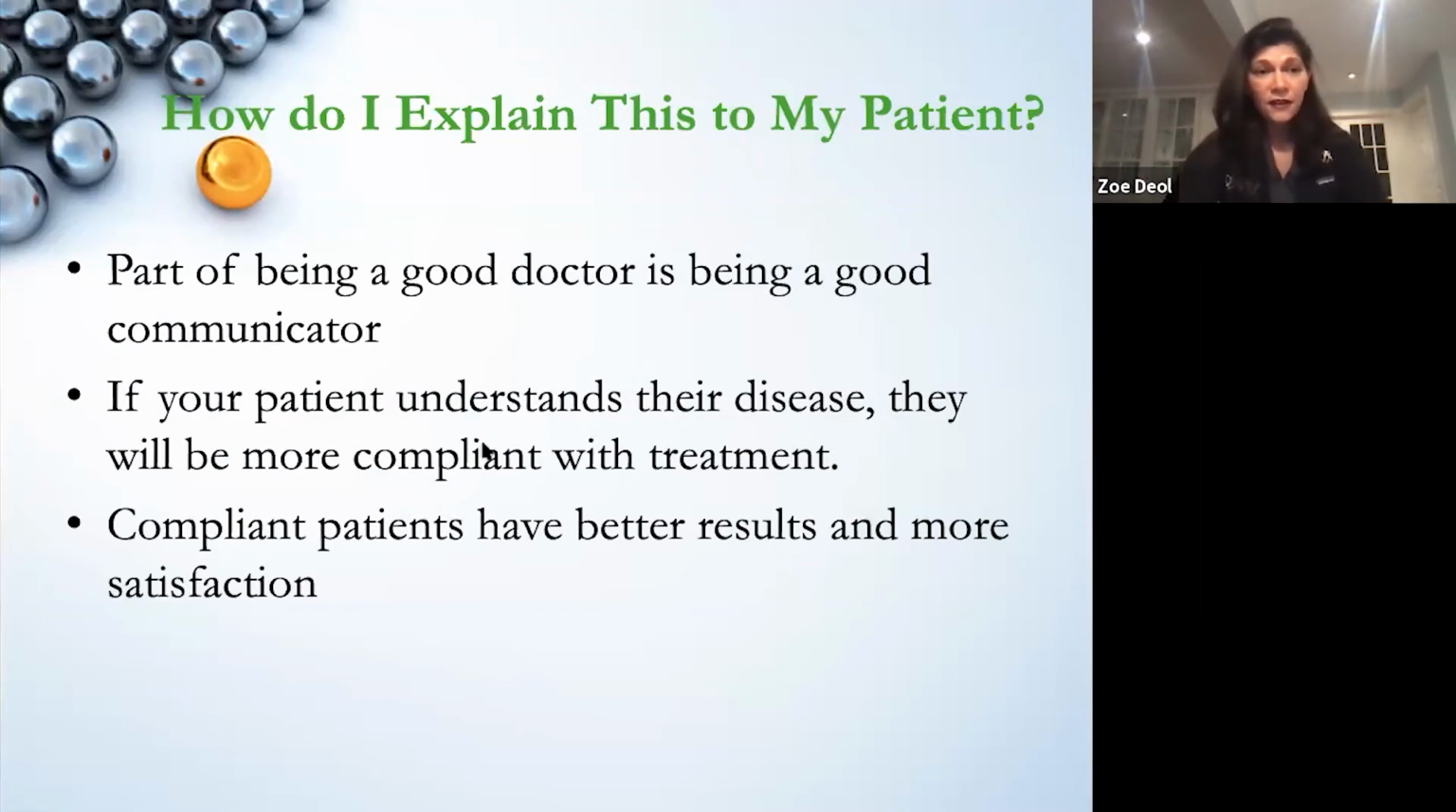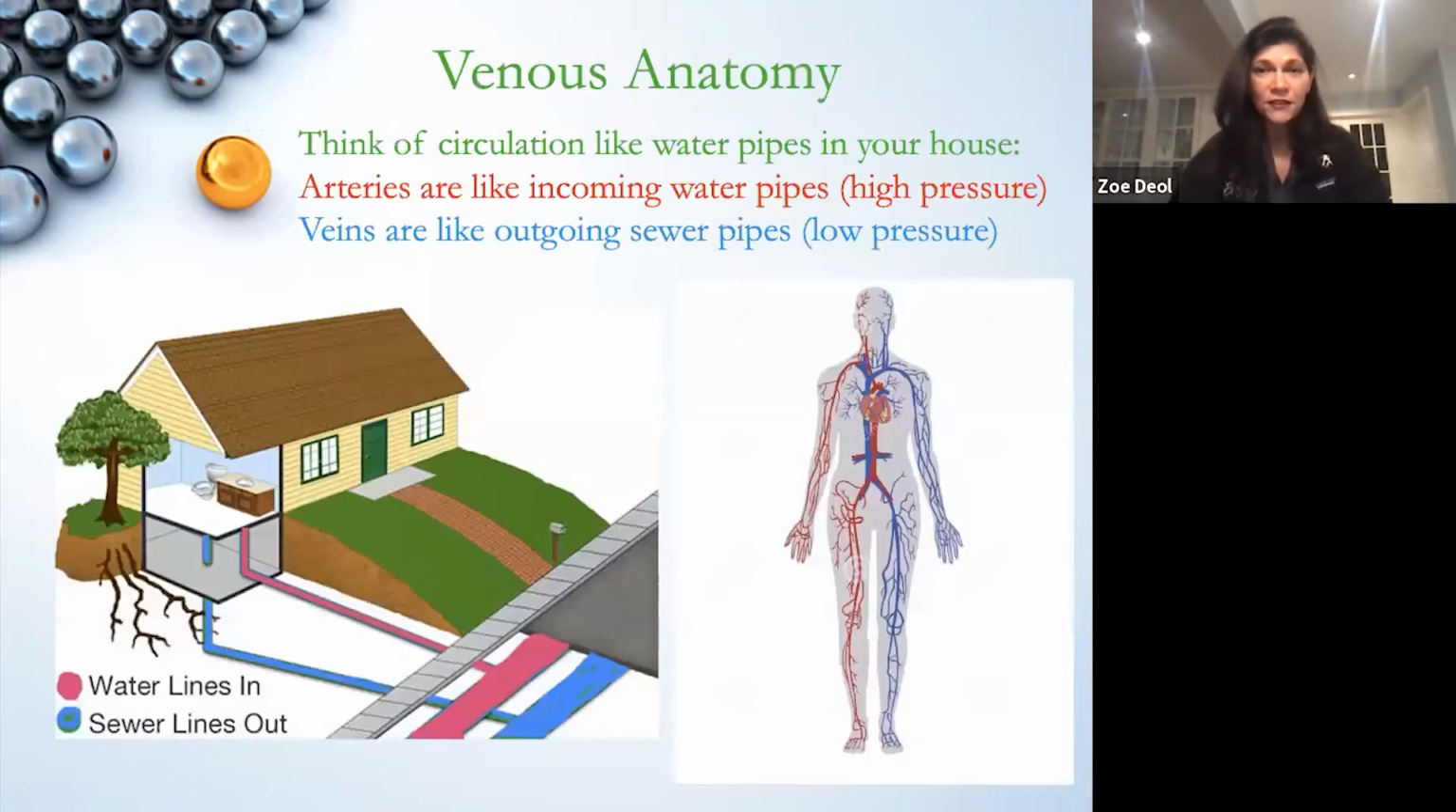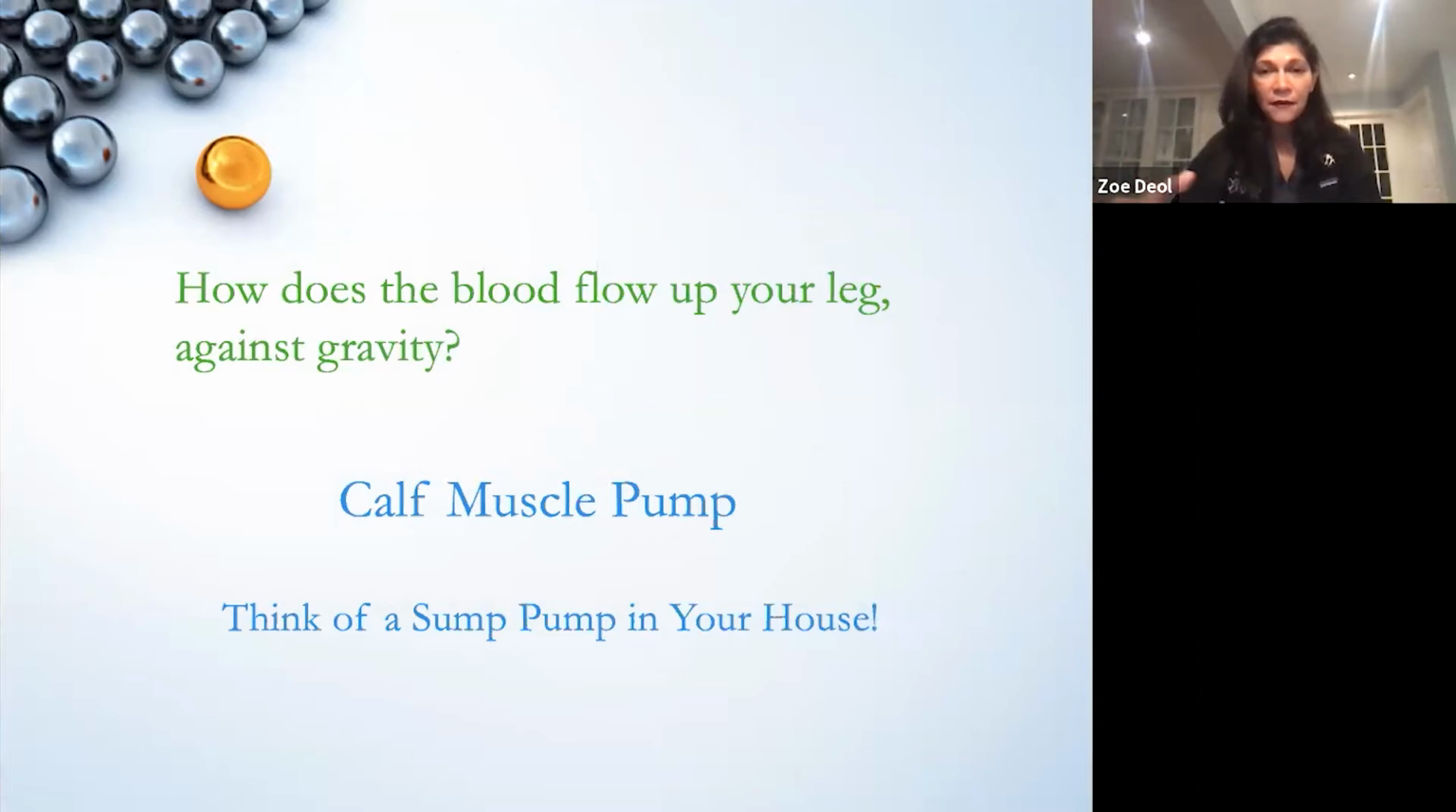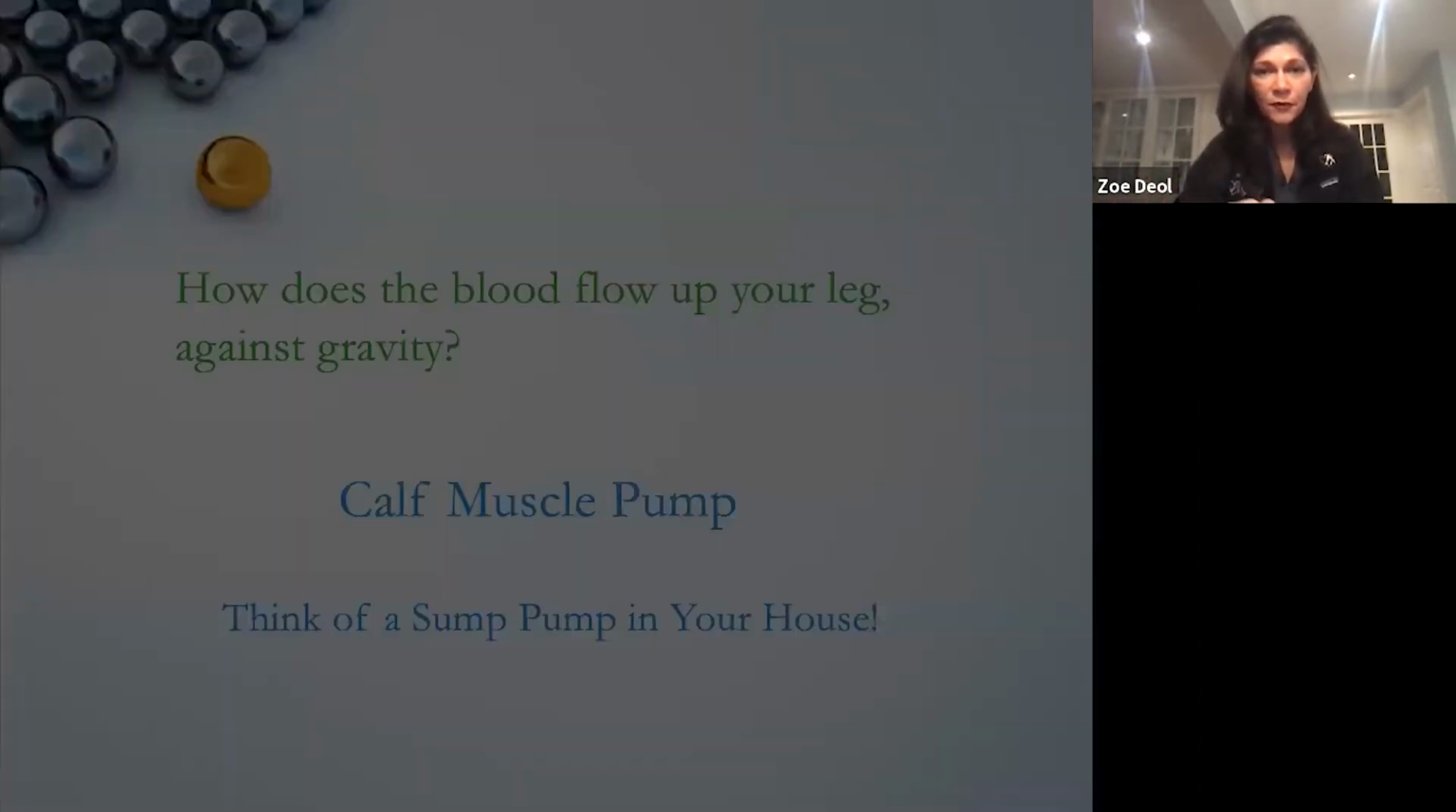For the fellows, I know all of the doctors on this call have their own way of explaining this to their patients. And the fellows, you'll probably get your own little way to explain it, but I'll give you mine in case it rings true to you. I explain to my patients that their circulation is like the water lines in their home. The arteries are the incoming water pipes and the veins are like the outgoing sewer pipes. So arteries are high pressure, veins are low pressure. I compare their calf muscle pump to a sump pump in their house.